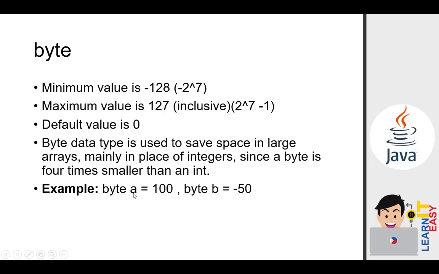Valid ba yung value na 100? Yes, kasi hindi naman siya lagpas ng 127. Magdi-declare pa tayo ng example. Kunwari, byte B equals negative 50. Is negative 50 still valid? Yes, because hindi pa siya lumalagpas ng negative 128. So, kung sa tingin nyo yung number hindi naman lalagpas ng ganitong range, you can declare the variable as byte because it saves space. Kakain lang siya ng isang memory cell.